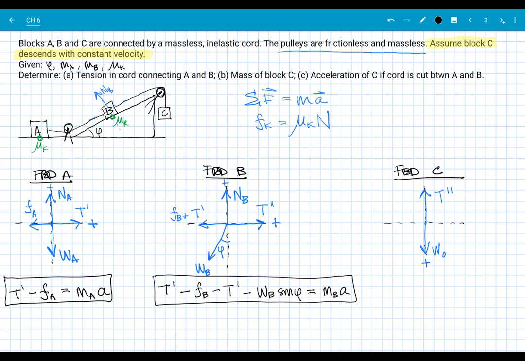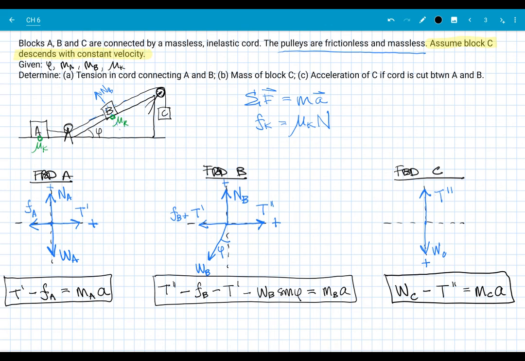And block C doesn't really have an x-axis statement. It only has one statement, right? Because the forces that exist are along the same axis. So I can write this one really simply. Weight of C minus that tension is equal to the mass of C times the same acceleration, because again, they're going to move together. However, block C moves downward, right? That'll be the same speed at which the other blocks are moving along on their particular axes. Okay, so that's our x statements.